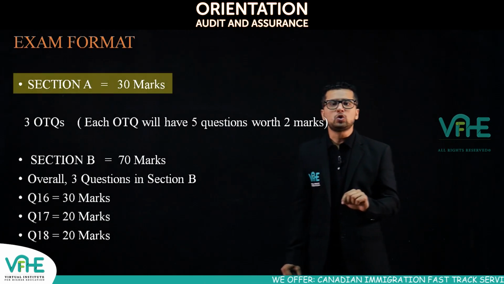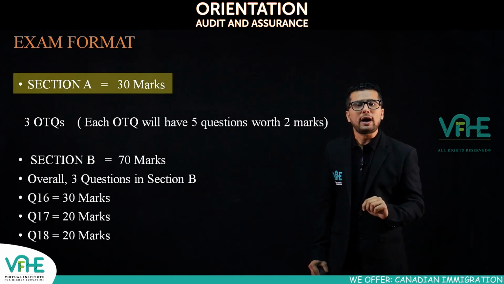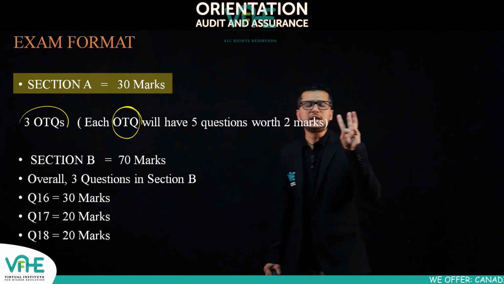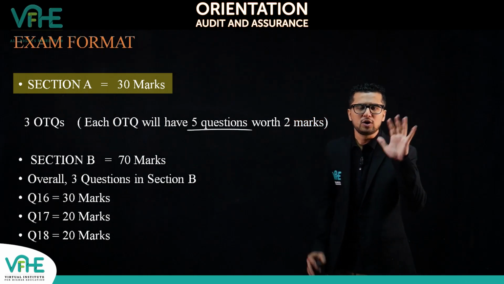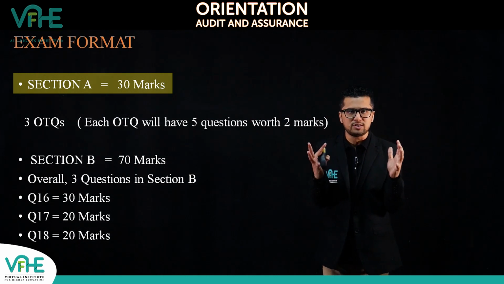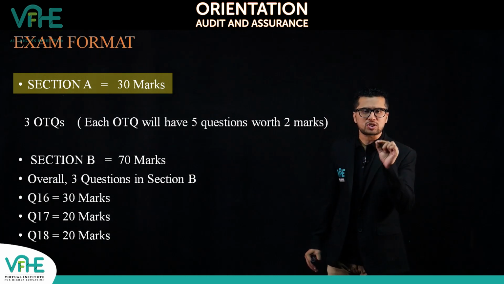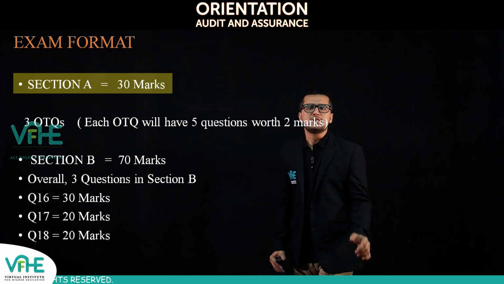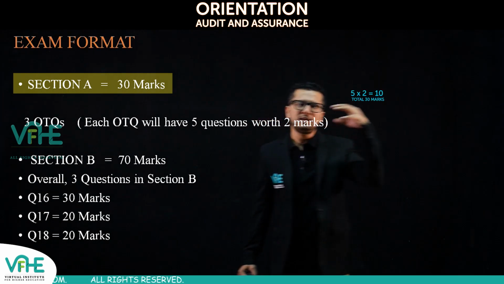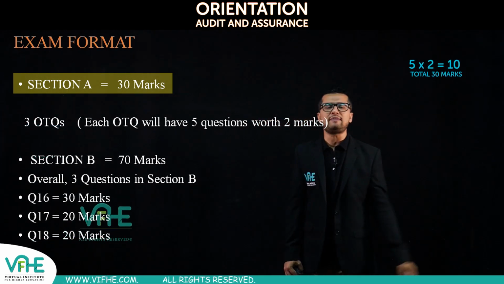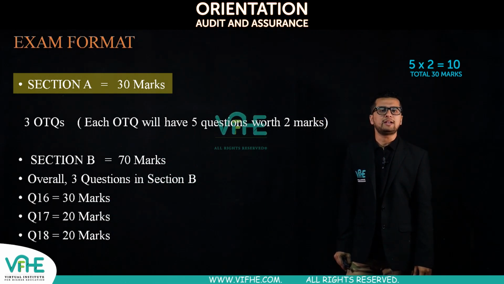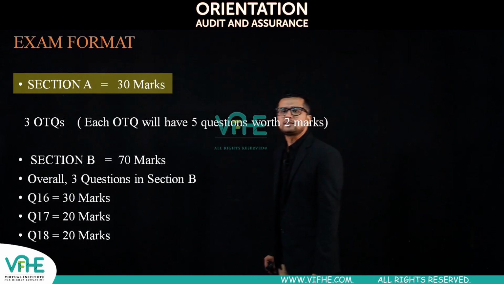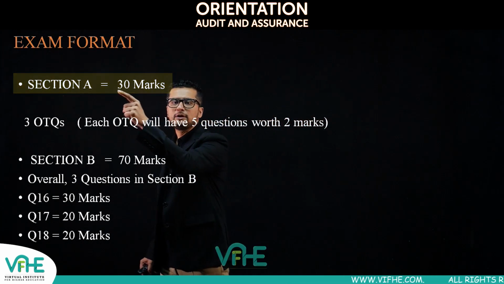In Section A, you will be tested via OTQs. There will be 3 OTQs, and each OTQ will have 5 questions in it. So overall, you have to solve 15 questions. Each little question will be of 2 marks, so 5 2s are 10 for one OTQ. Similarly, 5 2s are 10 for the second OTQ, and 5 2s are 10 for the third and last OTQ. That makes 30 marks in Section A.